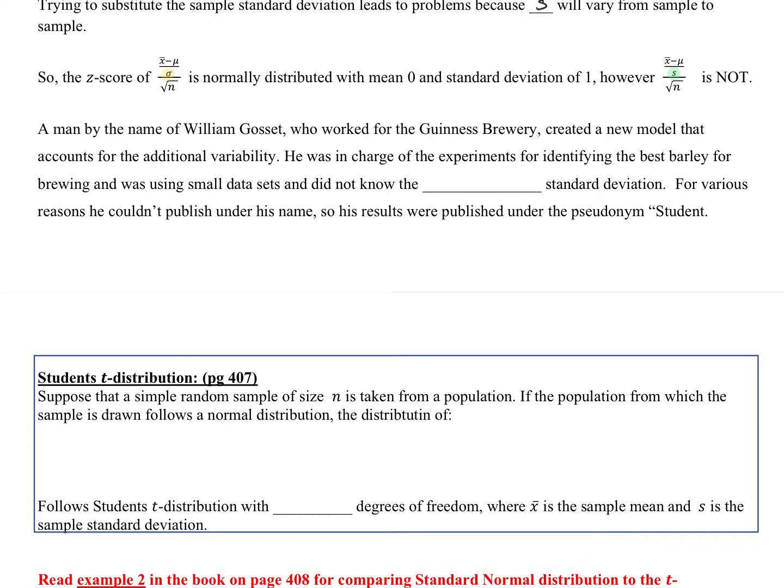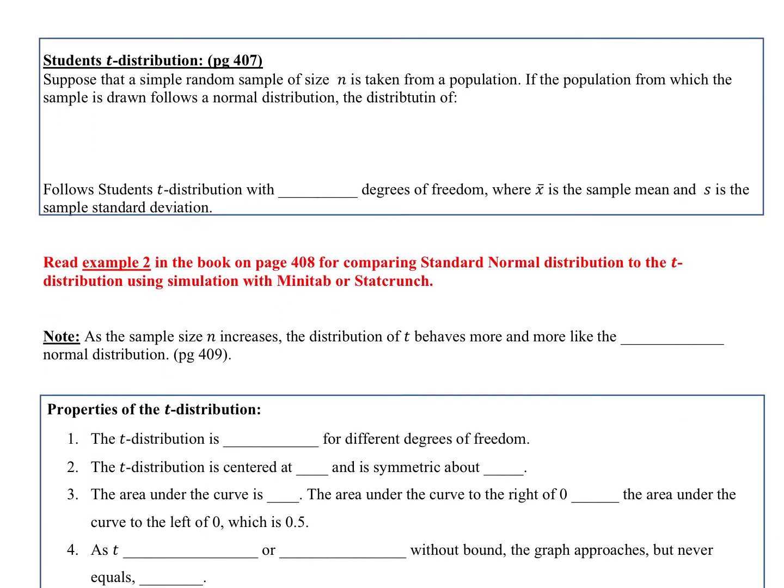Okay, so someone came along. It was a man by the name of William Gossett who worked for the Guinness Brewery. And he created a new model that accounts for the additional variability. He was in charge of the experiments for identifying the best barley for brewing and was using small data sets, which meant he did not know the population standard deviation. For various reasons, he couldn't publish under his name, so his results were published under the pseudonym Student, which is why this would be called the student t-test, not the Gossett t-test. It is not the version for students, it is just called student t-test.